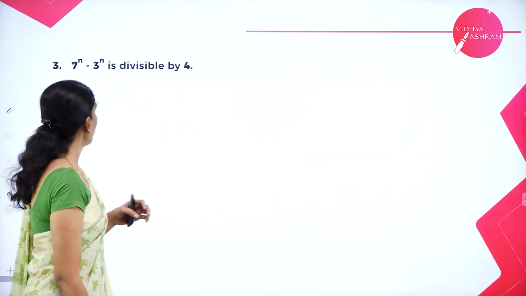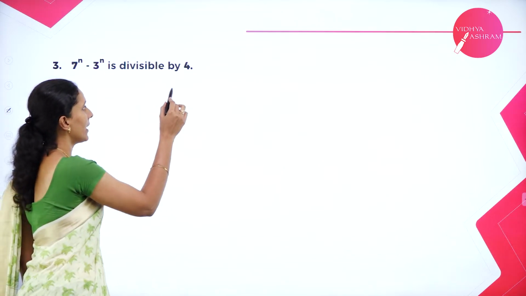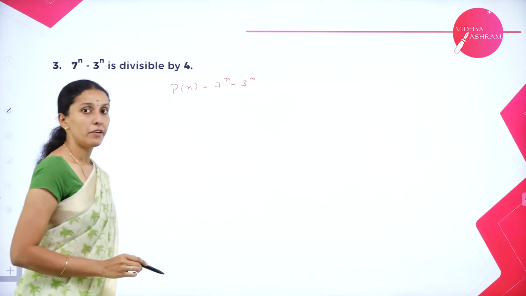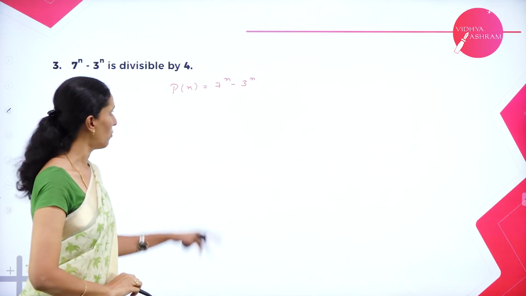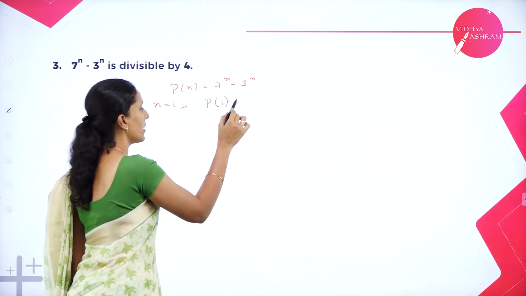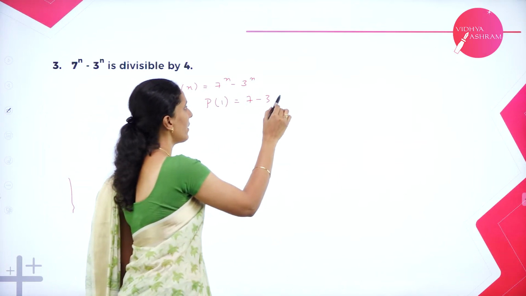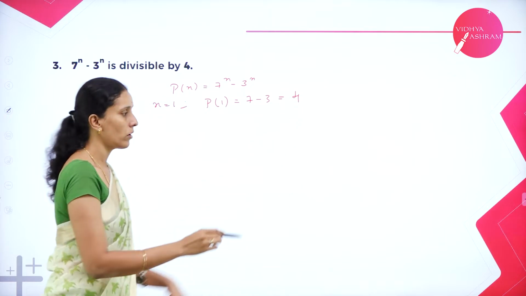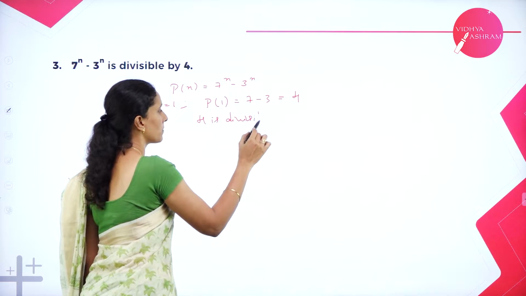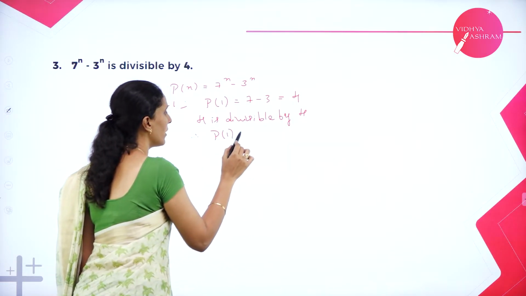Next question. We have 7^n - 3^n divisible by 4. So let's take P(n) equal to 7^n - 3^n. We have to show that it is divisible by 4. Let's take n equal to 1. If n is equal to 1, then P(1) is 7 - 3, because 7^1 is 7 and 3^1 is 3. 7 minus 3 is 4. So 4 is divisible by 4. Therefore P(1) is true.